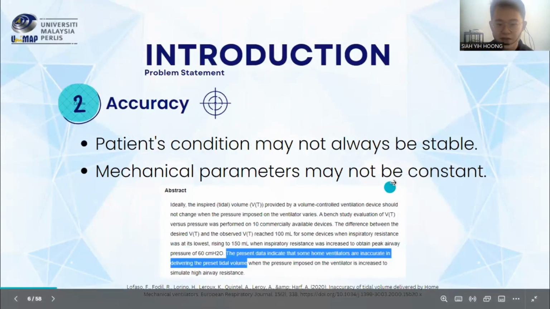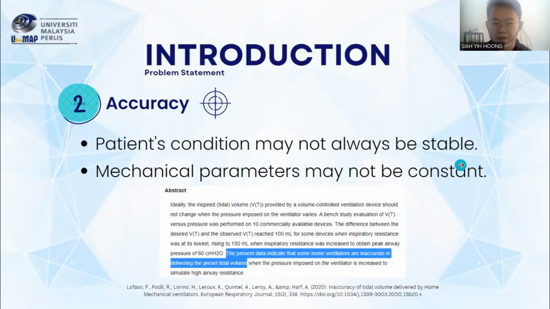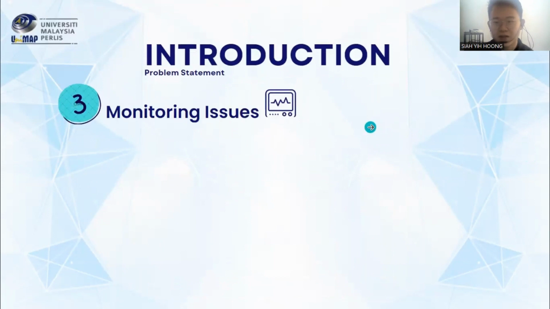The second issue is the accuracy problem. Research shows that some home ventilators are quite inaccurate in delivering the preset tidal volume. This is probably caused by the patient's condition, which may not always be stable, and also the mechanical parameters may not be constant.